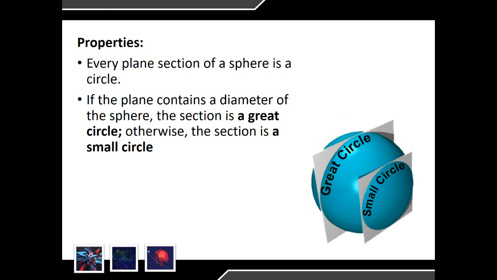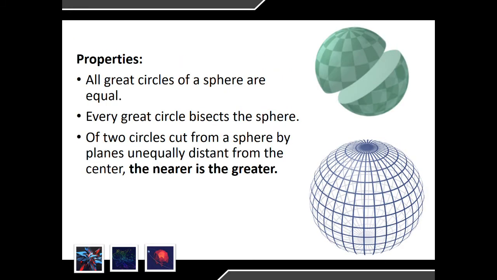At syempre, lahat ng natira ay tinatawag na small circles. Maraming possible na great circles sa isang sphere. So, kung ikakat mo siya in any direction na nagpapasa pa rin sa diameter ng sphere, then they are all great circles. And all these great circles are equal, pertaining to the same sphere dapat. Every great circle bisects the sphere. Pag sinabing bisect, hinahati niya yung sphere into two equal parts. And we call this hemisphere. So, hemisphere is just half of the sphere.